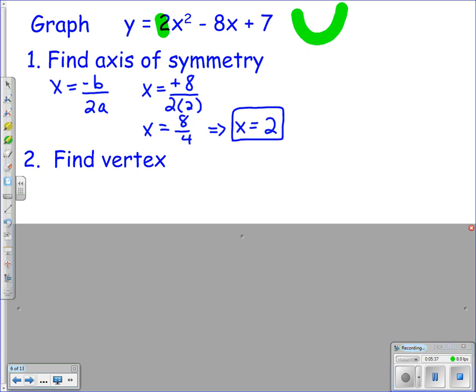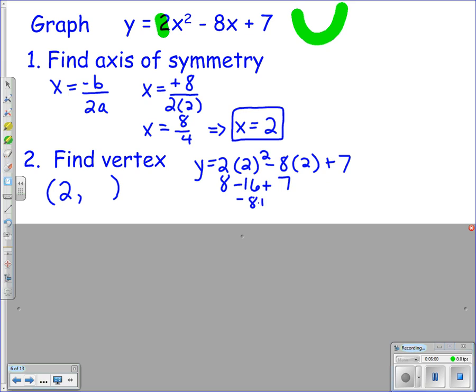The vertex, remember we have our x-coordinate already for our vertex because we have the axis of symmetry, but now we have to find the y-coordinate. So y equals 2 times 2 squared minus 8 times 2 plus 7. So that's 8 minus 16 plus 7, negative 8 plus 7 tells us that y is a negative 1. So our vertex is 2 comma negative 1.